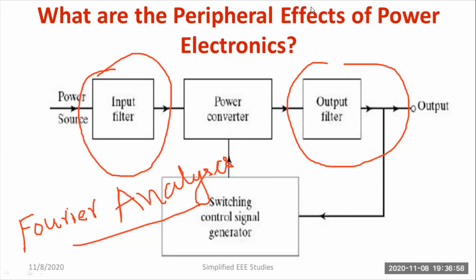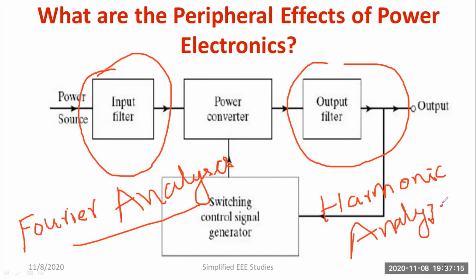You can measure harmonics by using a harmonic analyzer. If you are using a harmonic analyzer, that is also a bit costlier. So you have to account for these expenses. So these are the main peripheral effects of power electronics.